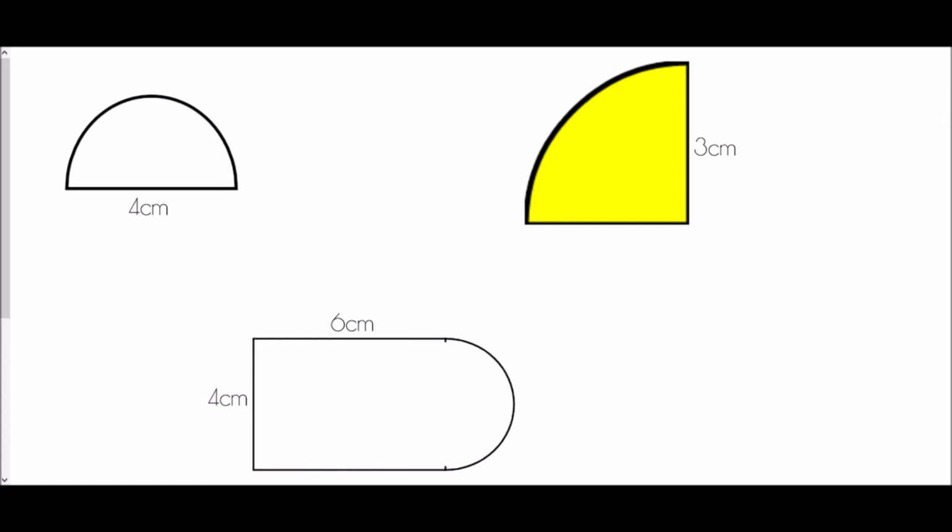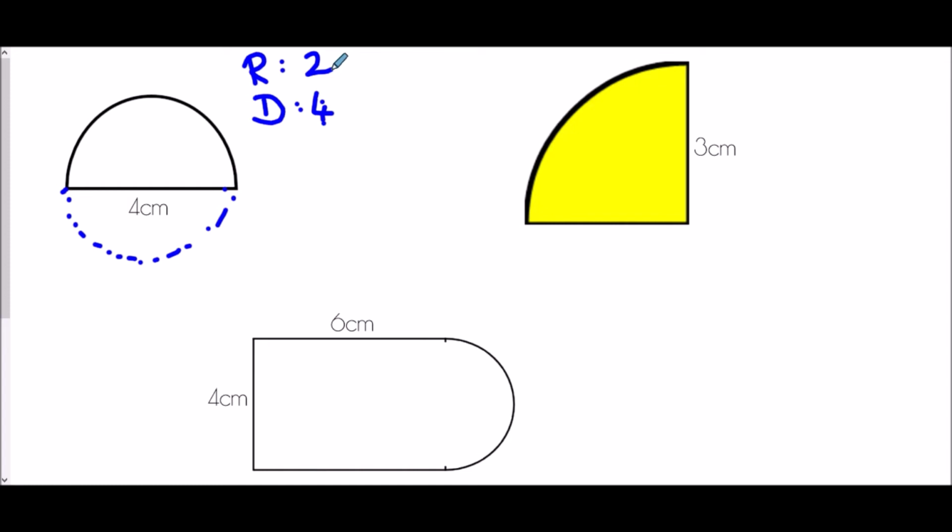Now I'm going to begin with a semicircle. We've got half of a circle, and we're trying to find the area and the perimeter of this shape. The same as we've done before, we're going to write down our radius and our diameter. At the moment we don't really know what is what, but if this was a full circle, what would that 4 centimeter line represent? It would be the line going from one side to the other, and so that is our diameter. If the diameter is 4, then the radius is 2.